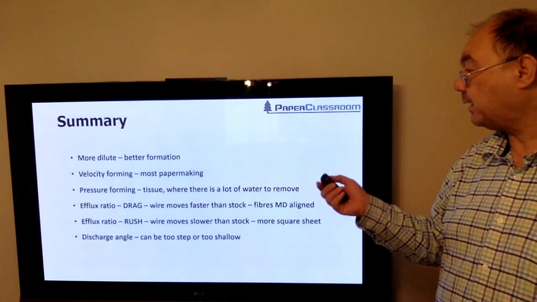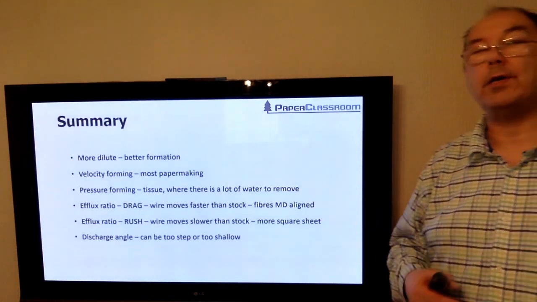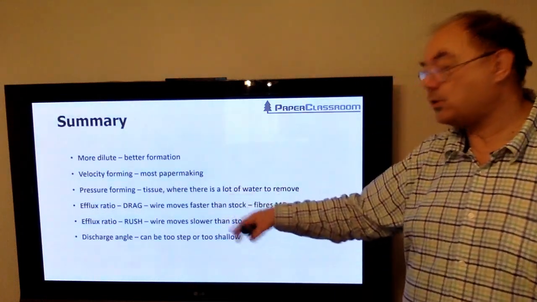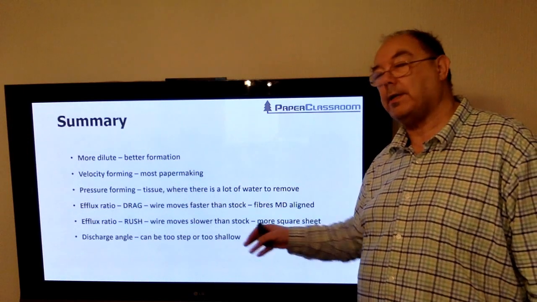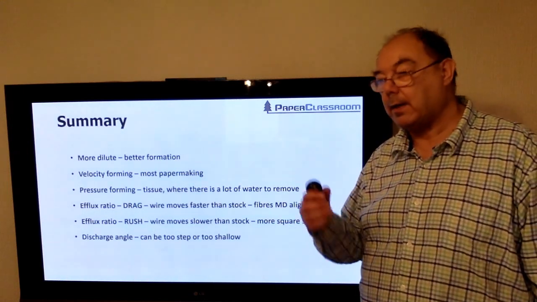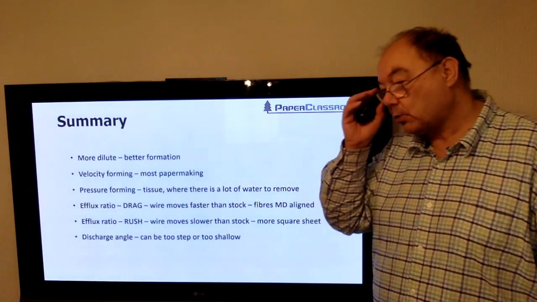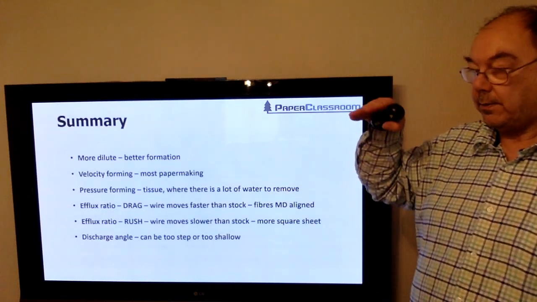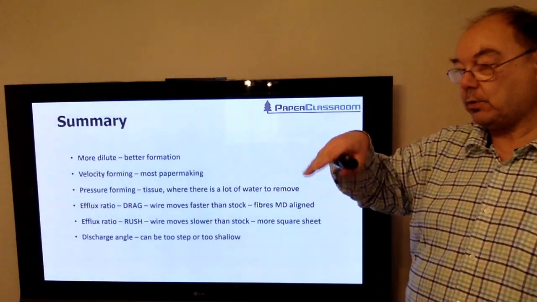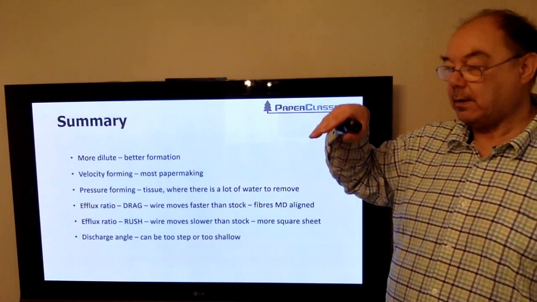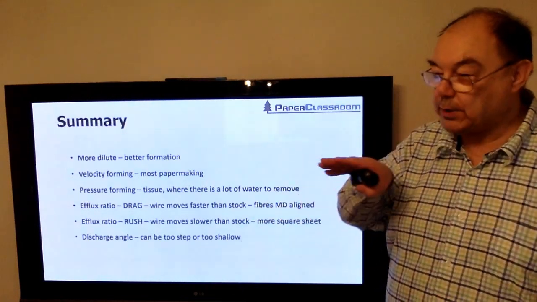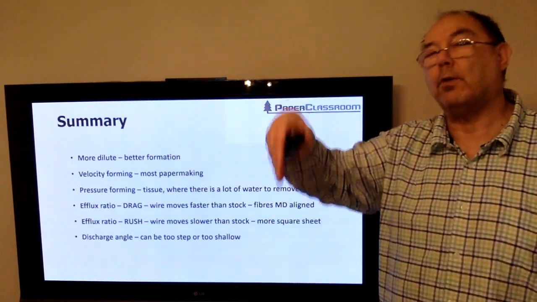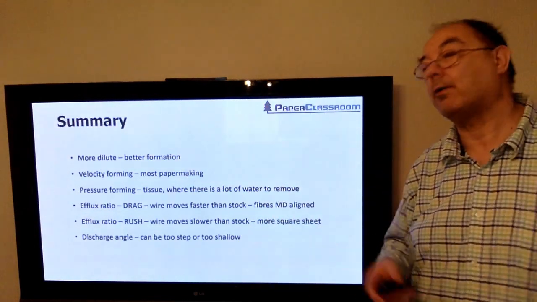And finally, you've got the discharge angle. The discharge angle can either be too steep or too low. You read about the discharge angle. If you look at the specification for your forming fabric, the manufacturers should quote something known as the forming force. And the angle with which your jet hits the fabric could be resolved into a horizontal force and a vertical force. That vertical force is what we call the forming force, so it can be calculated.